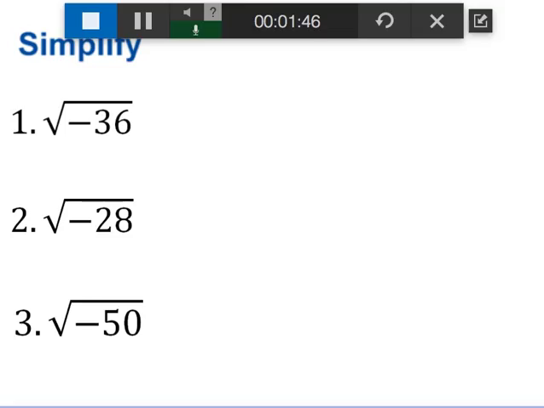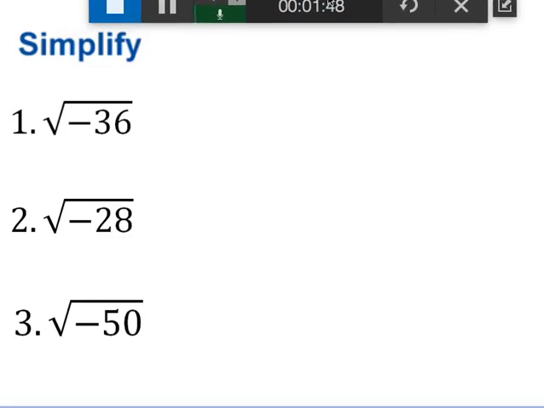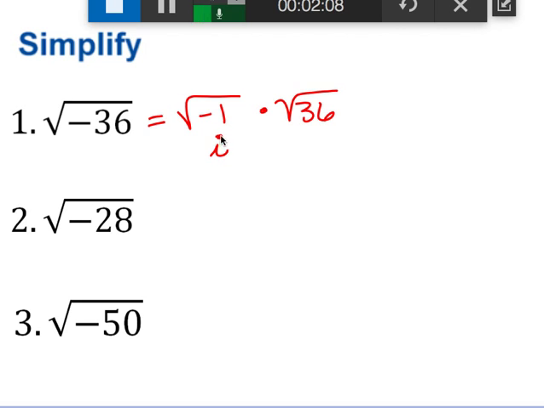All right, here are some simplifying problems. In order to simplify, you're going to have to remove the imaginary part first. So in other words, you rewrite this as the square root of -1 times the square root of 36. We just said the square root of -1 is i, and we know the square root of 36 is 6. So the square root of -36 is simply 6i.